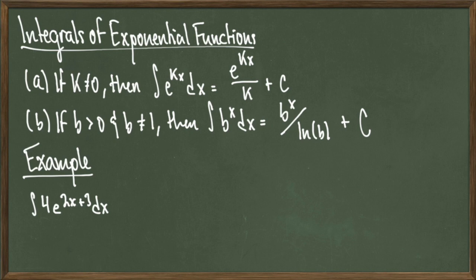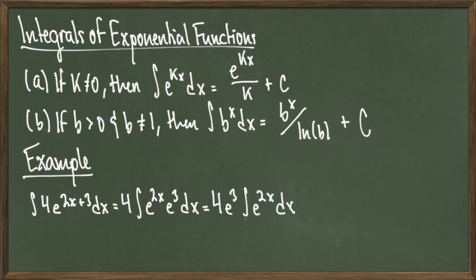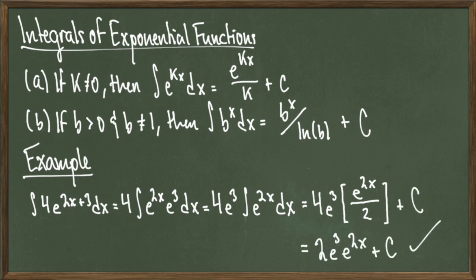Now, we know from algebra that I can actually break this up as 4 times the integral of e to the 2x times e to the 3. Recall that if I have a sum in the exponent, I can split up the base and write it in the following way. Now, e to the 3 is also a constant, so I can factor that out as well. Thus, my original integral is now rewritten as 4 times e to the 3 times the integral of e to the 2x dx. Now, we can go ahead and use rule A above to find that this is going to equal 4 times e to the third times the quantity e to the 2x divided by 2 plus c, which simplifies down to 2 times e to the third times e to the 2x plus c. And we're done.